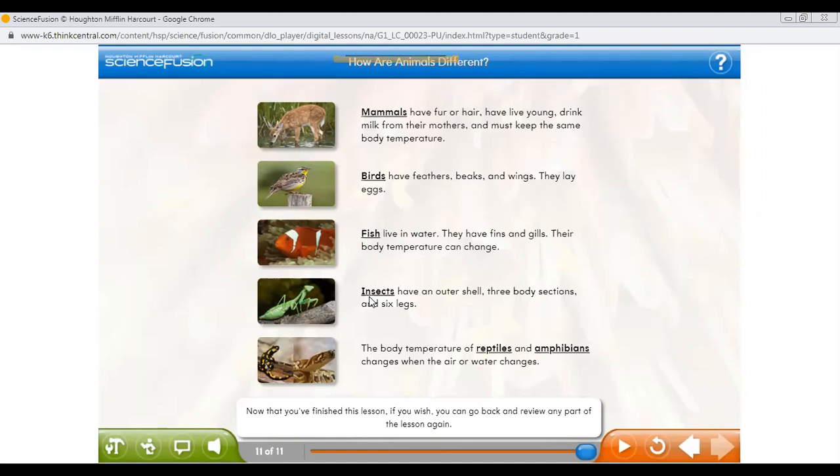Then it is the insect. How many body parts does the insect have? Remember, they have 3 body parts and 6 legs. And they have an outer shell which protects them. Then the body temperature of reptiles and amphibians changes when the air or water changes. The same as the fish, the body of the reptiles and the amphibians changes when the air or water changes. So now you have studied how the animals are different from each other.